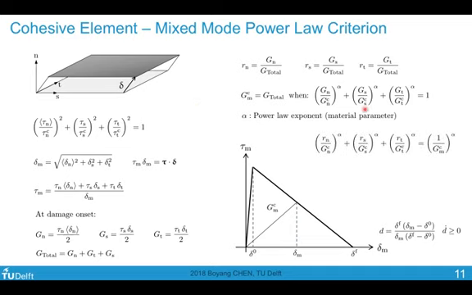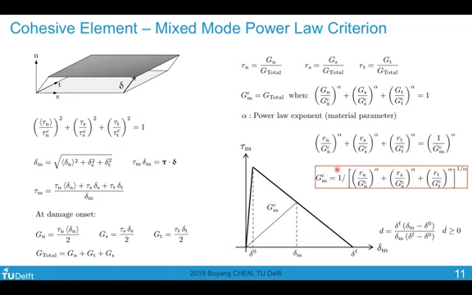If we divide the equation on both sides by the GMC raised to the power of alpha, and we know that GMC equals G total at the point of failure, which is when this equation is valid, then we obtain this equation. We retrieve our ratios Rn, Rs, and Rt on the left side, and on the right side we have this expression. Then we can express GMC in terms of the material parameter and the ratio defined at failure onset. This is the definition of a mixed mode fracture toughness based on power law.